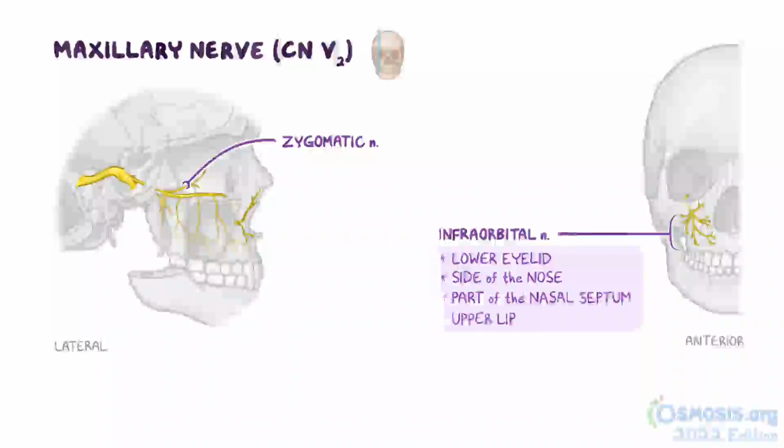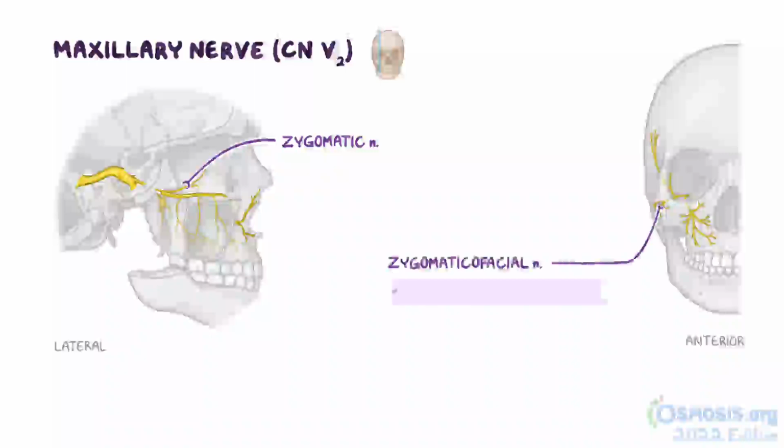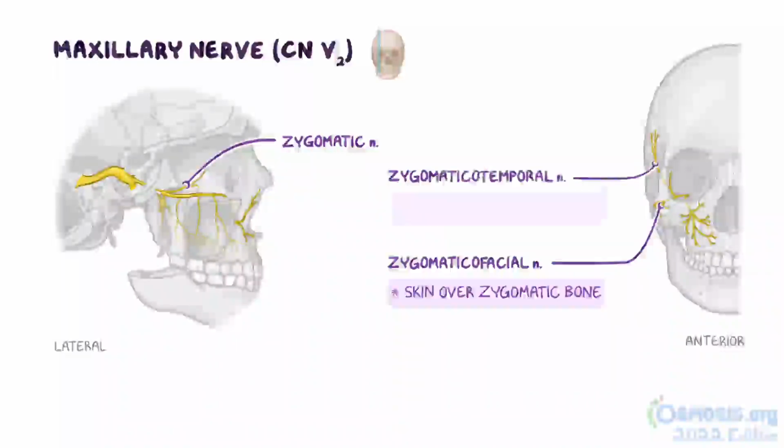Now let's take a look at the zygomatic nerve, which travels to the lateral wall of the orbit. It gives rise to the zygomaticofacial nerve, which supplies the skin over the zygomatic bone, and the zygomaticotemporal nerve, which supplies the skin of the anterior part of the temporal region.